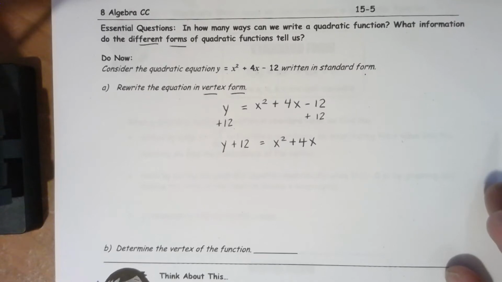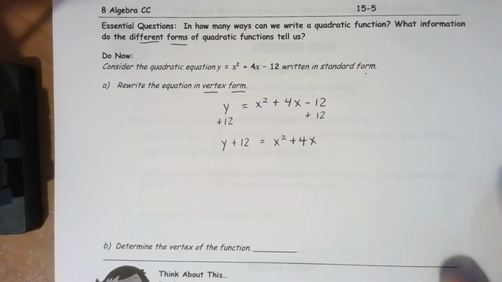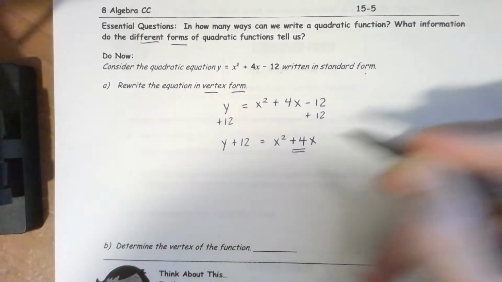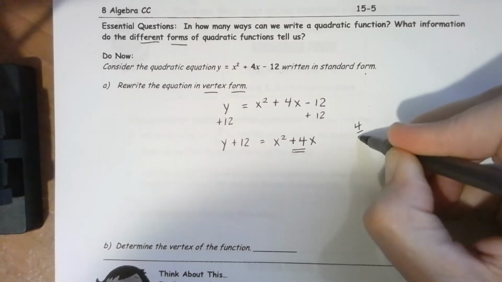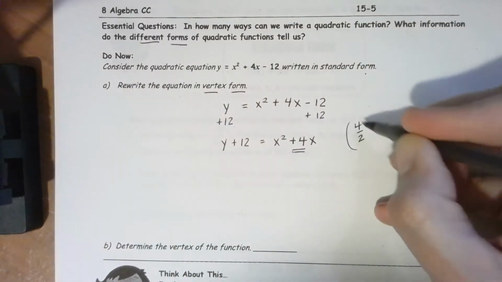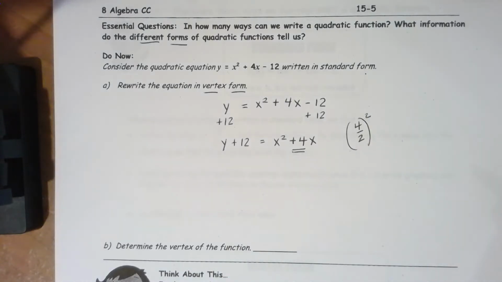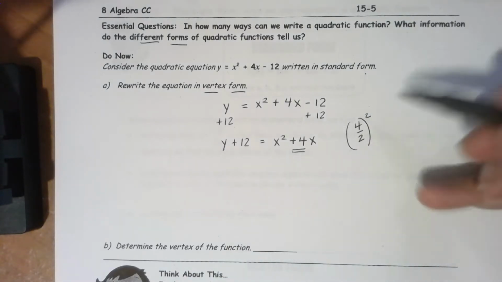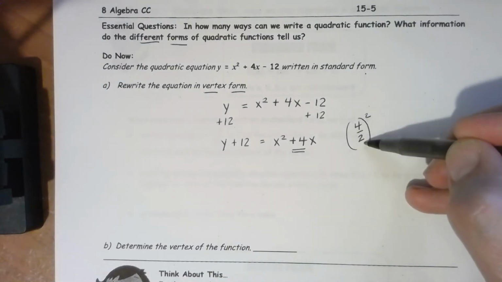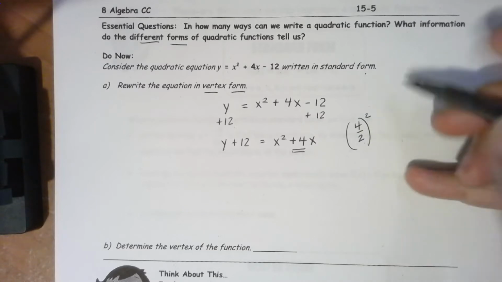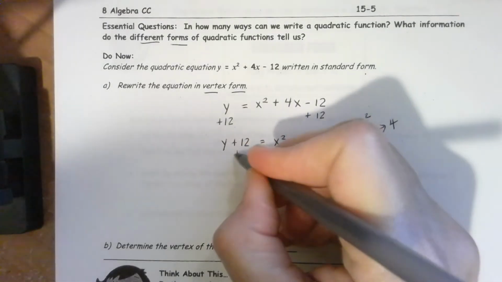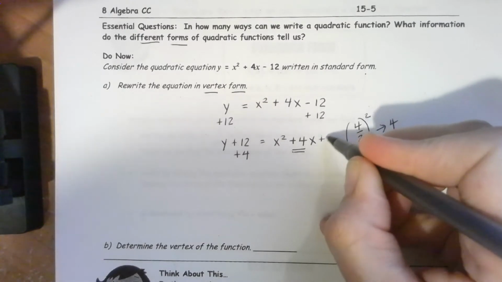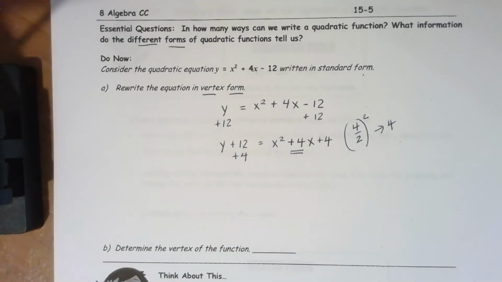So think for a moment. And I hope you realized we're looking at the coefficient of x. We're going to halve it, square it, and share it with both sides. So halving this, 4 divided by 2 is 2. Squaring it gives me a 4. And I'm going to add that 4 to both sides to keep my equation balanced.